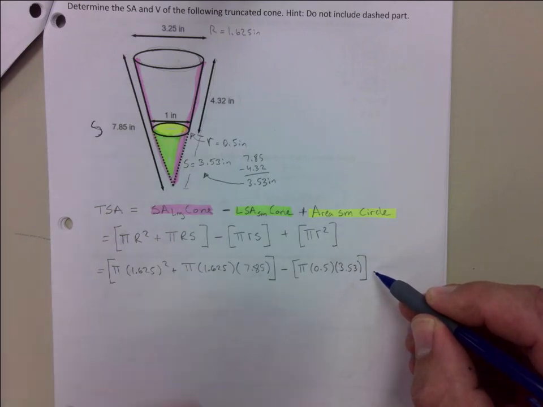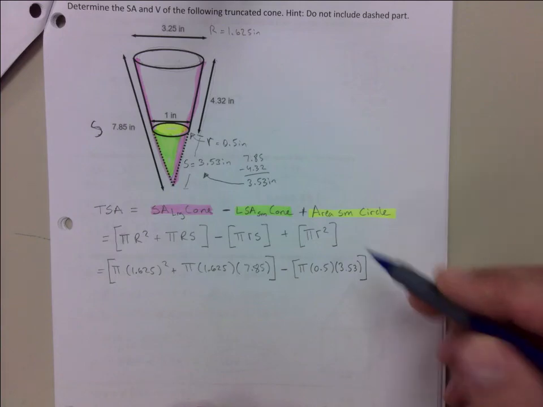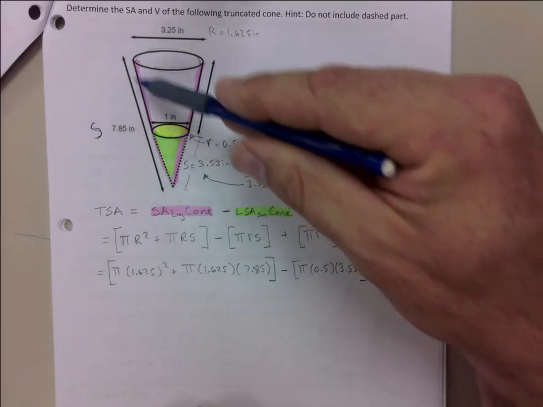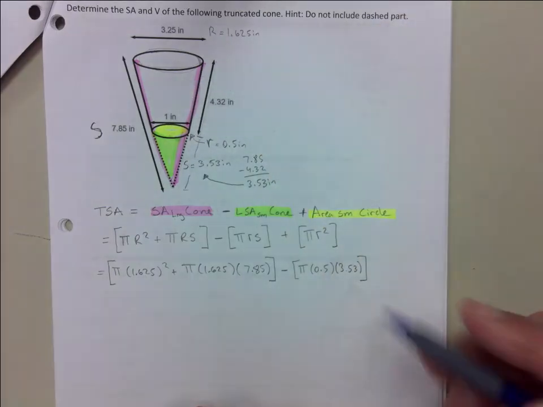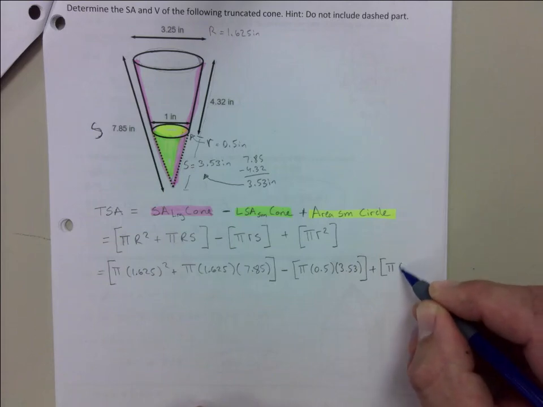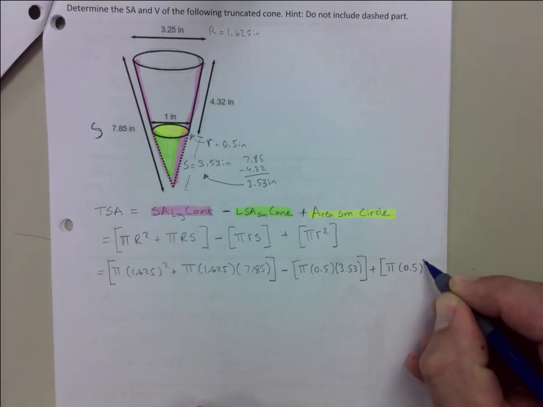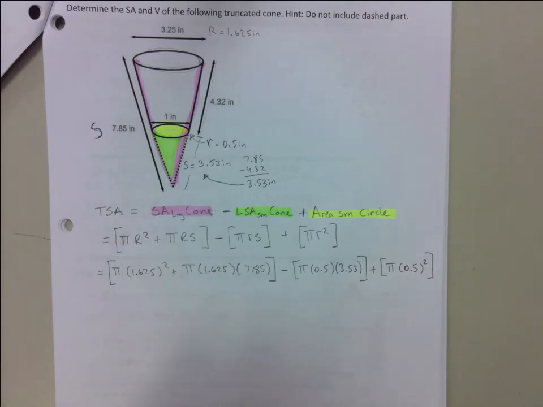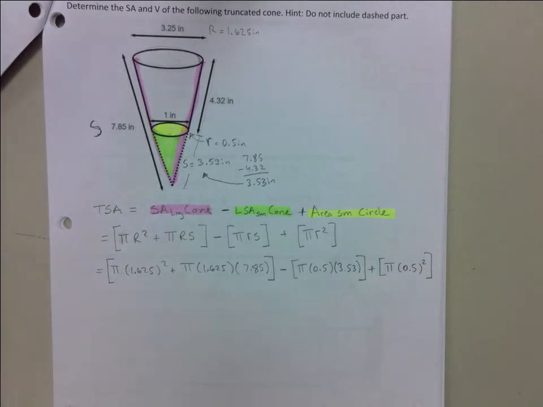Since this has a bottom, right? That's all the solid lines indicate shapes that are actually solid, okay? Plus pi r squared. There you have it.